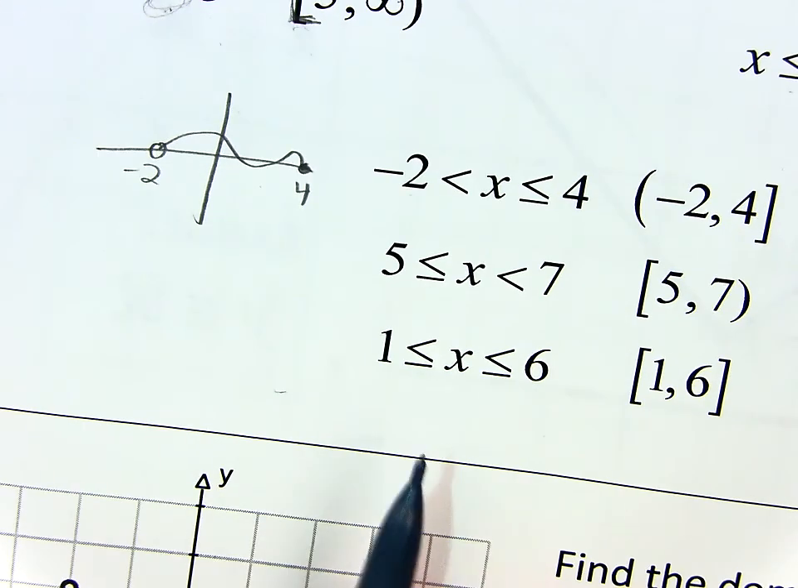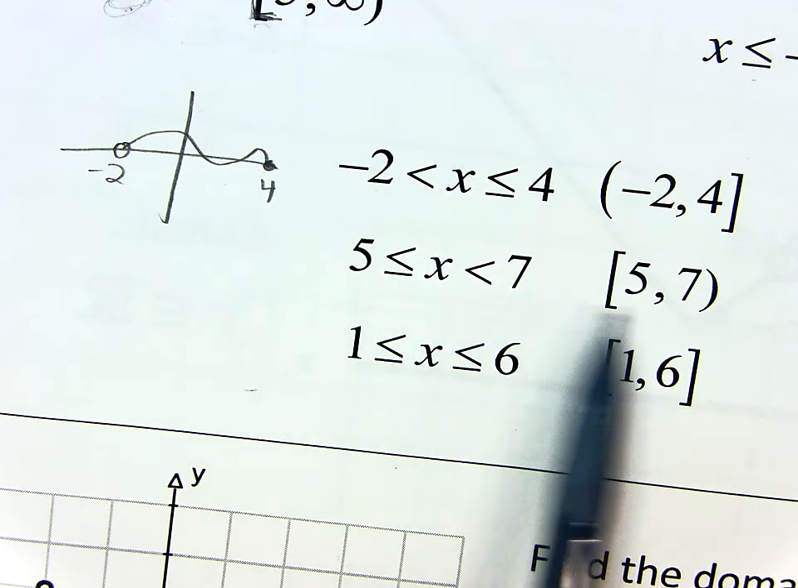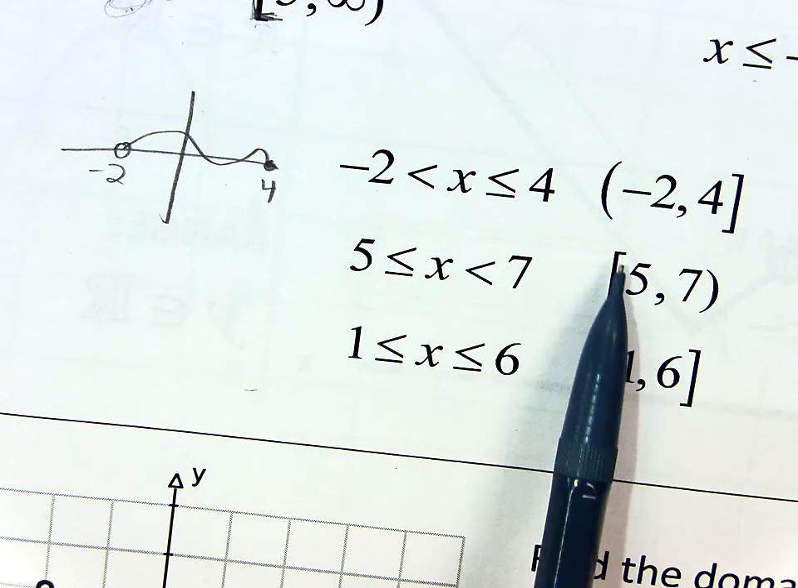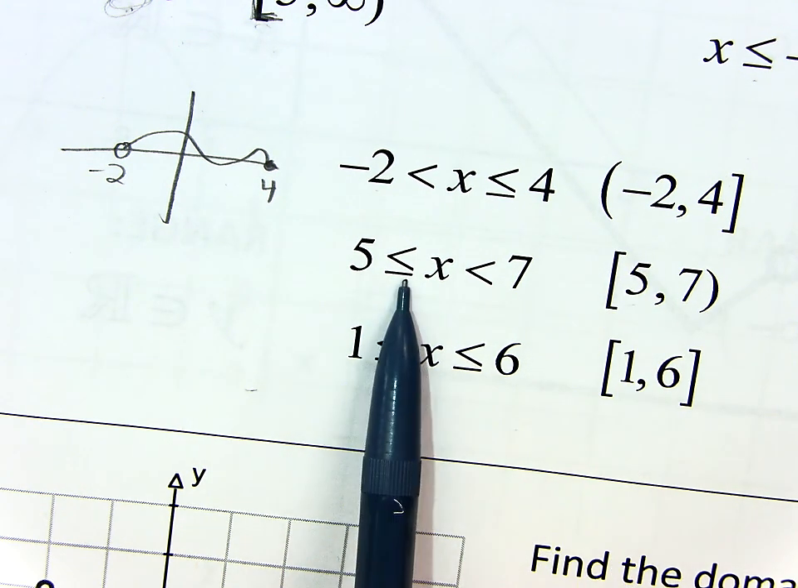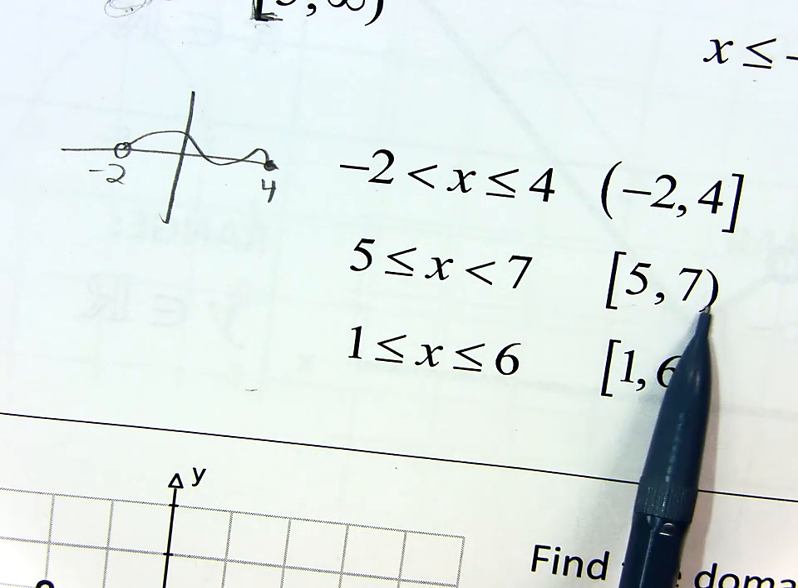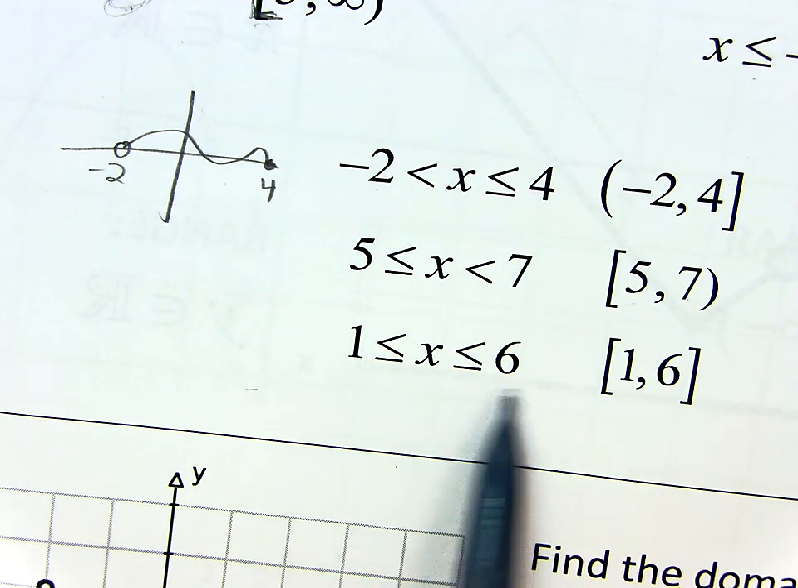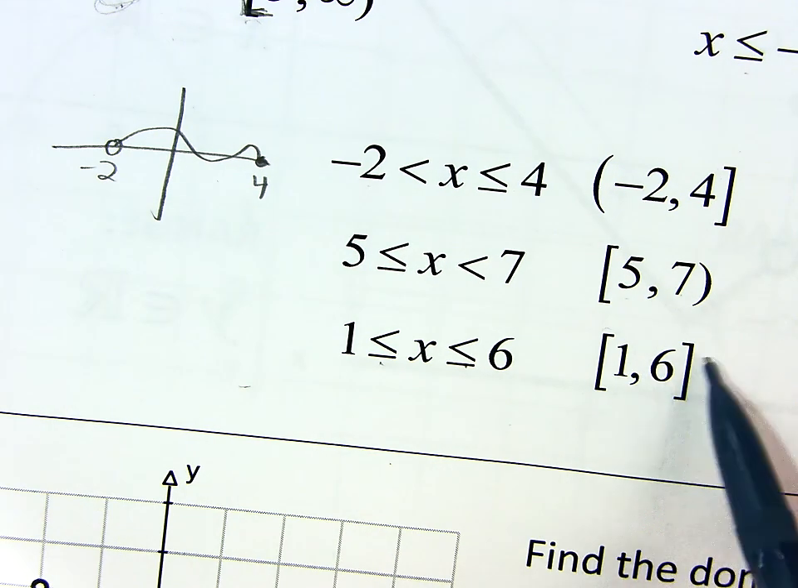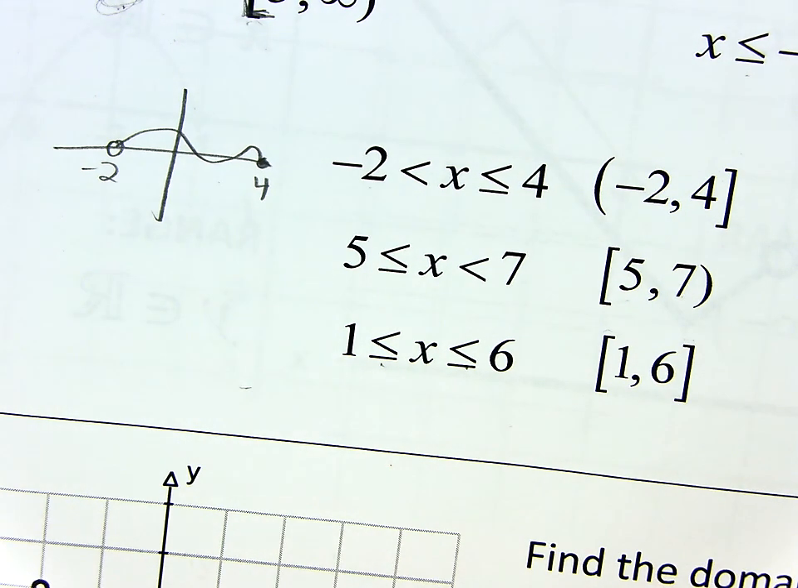Okay, between 5 and 7. That makes sense. Yep, same thing. I'm going to use the hard stop here because I have the or equal to bar. Soft stop here because it's only a 7. And then between 1 and 6, they're both hard stops because I'm including both of them, so I use the square bracket on each side.